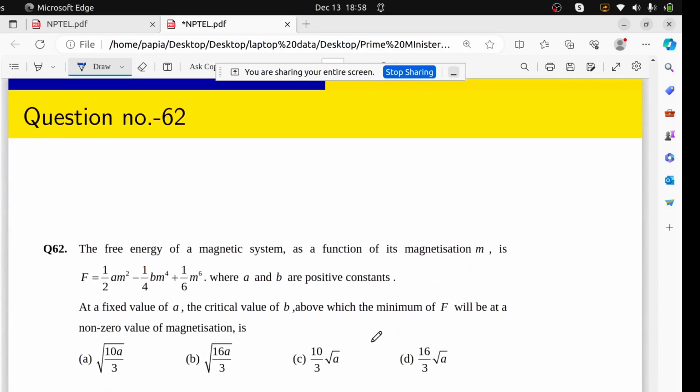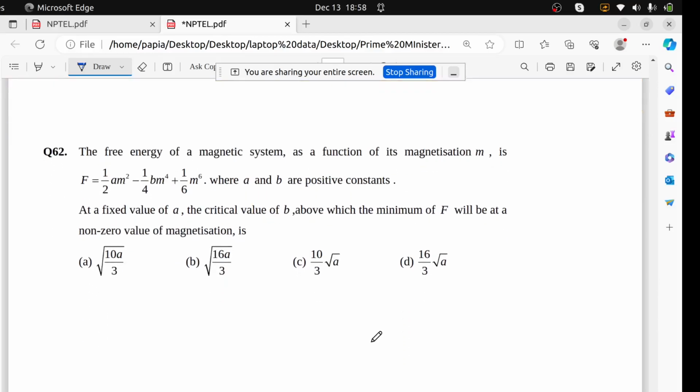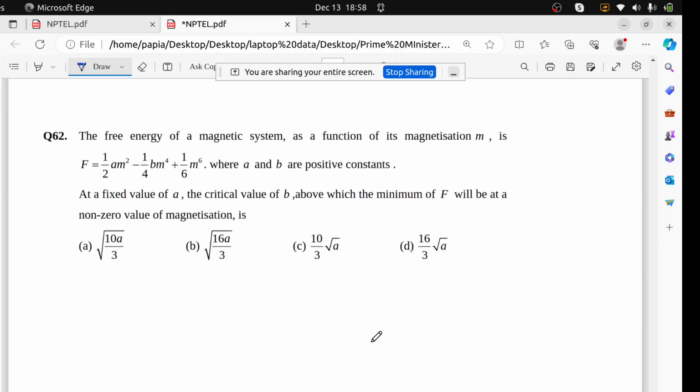This one is the part C question. The free energy of a magnetic system as a function of its magnetization M is this one. At a fixed value of A, the critical value of B, above which the minimum of F will be at a non-zero value of magnetization, is how much? I think the time is not that much, but we can do it as a homework also.